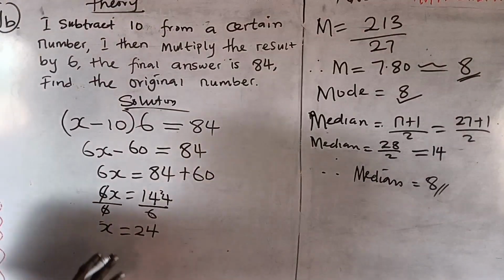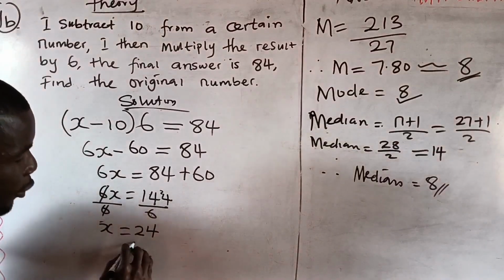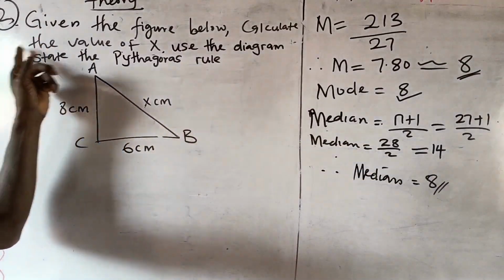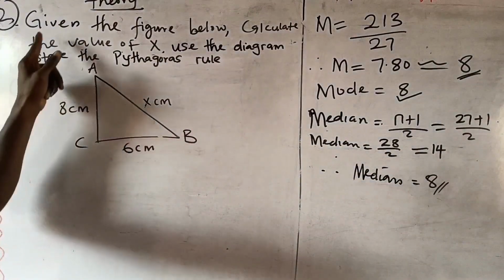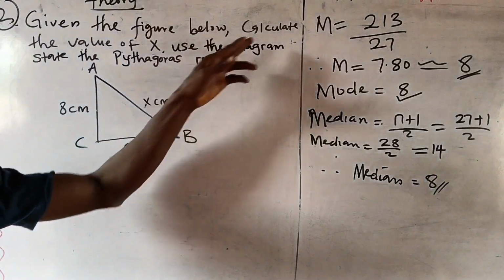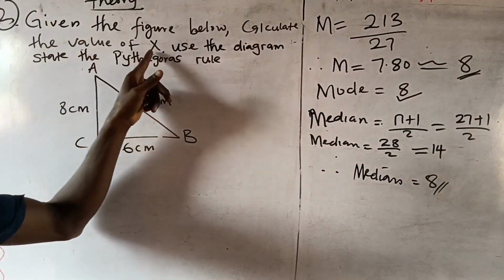So right now my answer is 24. Now let's check question 2 of the junior WAEC question. Given the figure below, calculate the value of x.